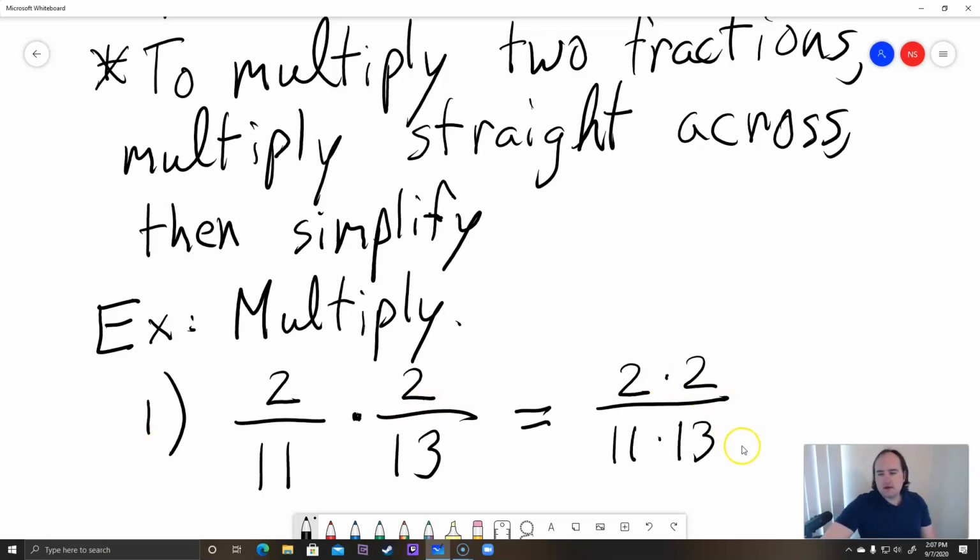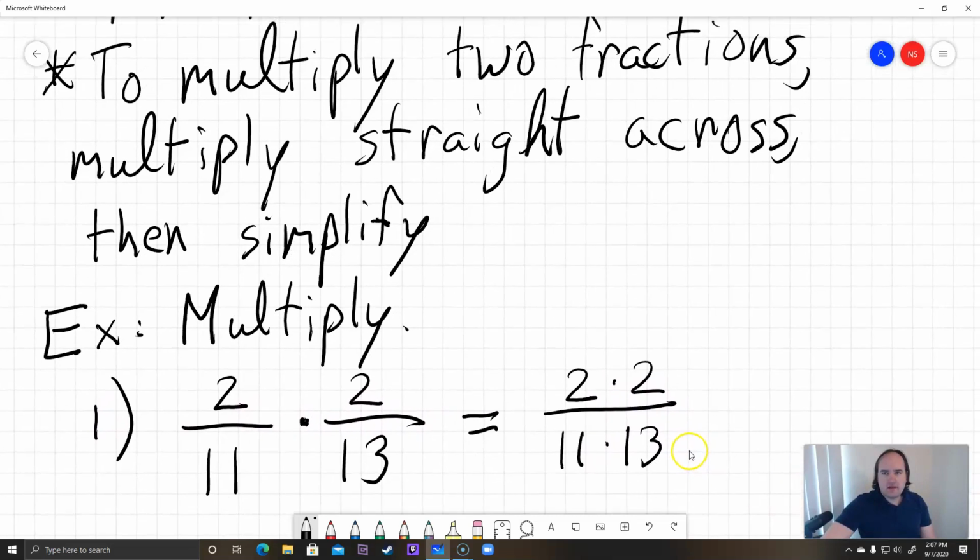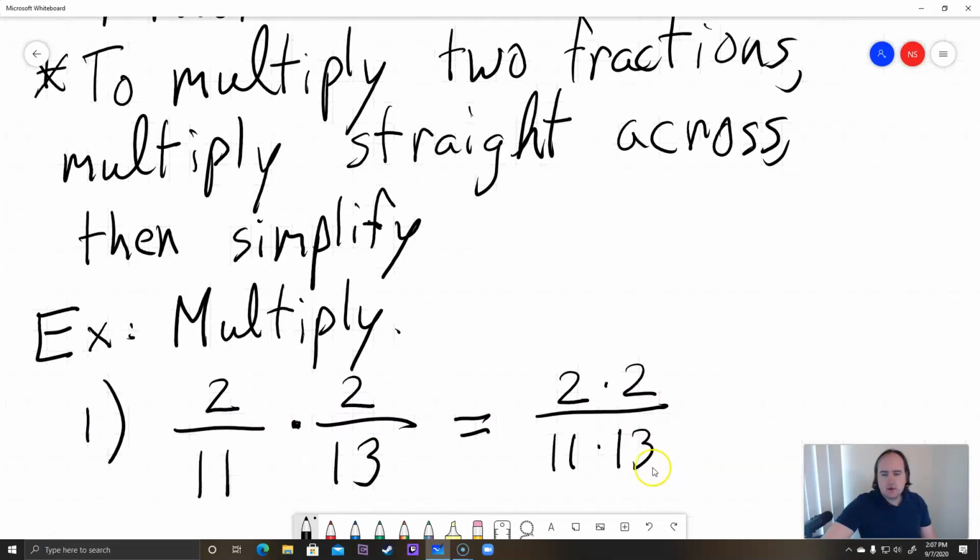Then you look here, we don't have any common factors. 11 and 13 don't have any common factors with 2 and 2. So that means we can't simplify it, and we just go ahead and multiply these out, and that'll be our answer.